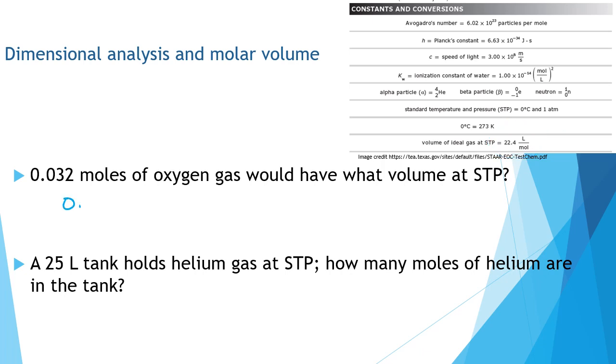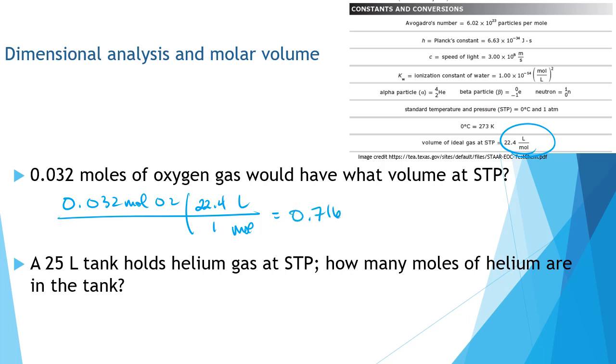Answers. Hopefully you got 0.032 moles of oxygen gas, moles on the bottom, liters on the top, 22.4 liters in 1 mole. Moles on the top and bottom cancel out. 0.032 times 22.4 equals 0.7168. Again, those moles cancel out. We're left with liters as our unit label.